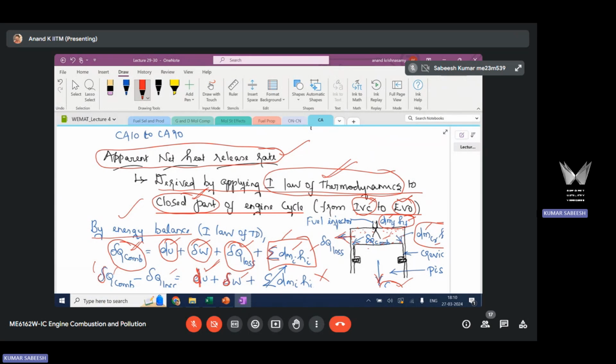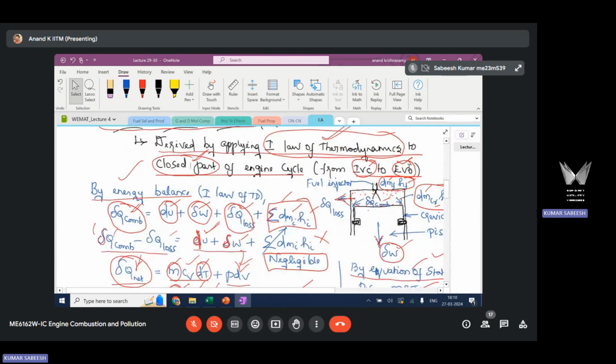So we apply the first law of thermodynamics to this closed part of the engine cycle and do an energy balance, involving various energy terms, including internal energy, work because of the piston displacement, and then heat loss since we have not insulated the engine, and then the energy associated with the flow of mass into the control volume and from the control volume. So there is a fuel spray in a diesel engine that goes into the control volume. We write that as dm with the subscript f and h with the subscript f. h is the enthalpy associated with the mass of fuel that goes into the cylinder control volume. So this is one mass flow and the associated enthalpy.